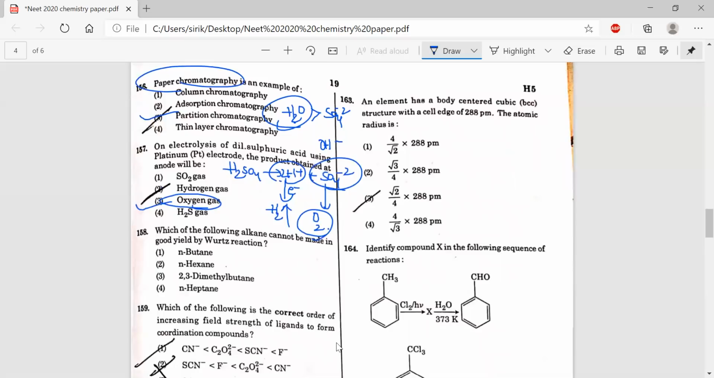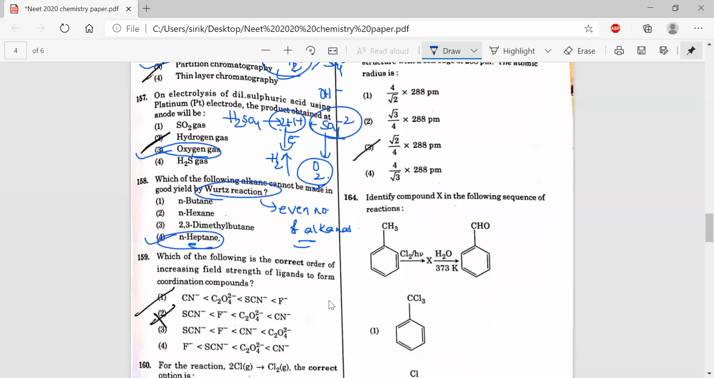And the next question: which of the following alkanes cannot be made in good yield by Wurtz reaction? Wurtz reaction is useful for preparing even number alkanes, not odd number alkanes. We get a mixture in this case. So N-heptane, which consists of 7 carbons, is an odd number of carbons. This is the wrong option, we cannot prepare N-heptane.